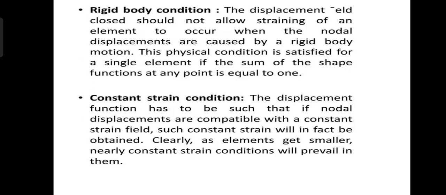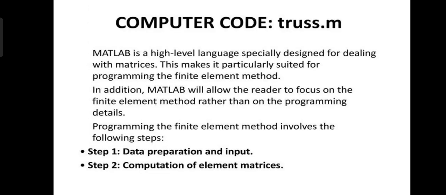Rigid body condition: the displacement field should not allow straining of an element to occur when the nodal displacements are caused by a rigid body motion. This physical condition is satisfied for a single element if the sum of the shape functions at any point is equal to 1. Constant strain condition: the displacement function has to be such that if nodal displacements are compatible with a constant strain field, such constant strain will in fact be obtained. Clearly, as elements get smaller, nearly constant strain conditions will prevail in them.